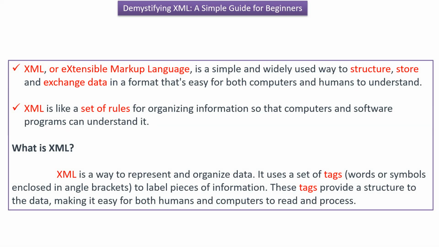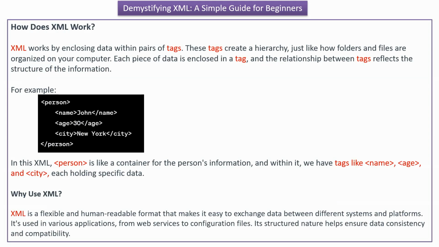So XML is a way to represent the data and organize the data. XML uses a set of tags. Tags are nothing but words or symbols enclosed in angle brackets, and these tags are used to label pieces of information. These tags provide a structure to the data and make it easy for both humans and computers to read and process.